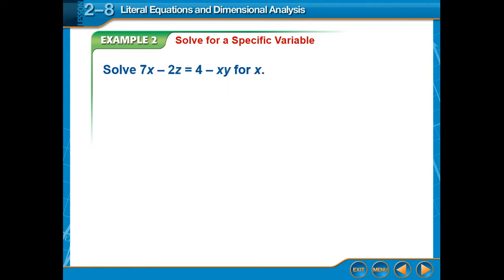Okay. Example 2 gets a little trickier because we have x. We're told to solve for x, but it's in 2 places. We have it there, and we also have it there. So, like when we were solving in one of the last sections, if I had 3x plus 2 equals 2x plus 5, I would want to get those x's onto the same side to solve for x. So I'm going to apply the same concept here. So I'm going to add xy to both sides.